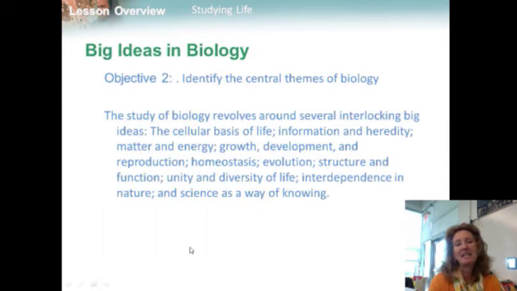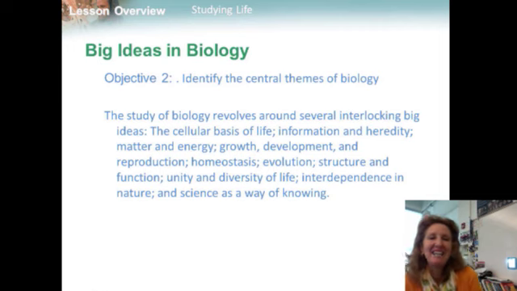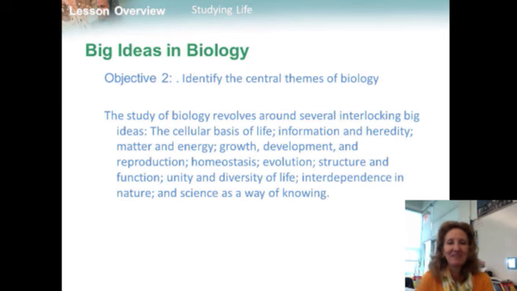Moving on to our next objective. Identify the central themes of biology. The study of biology revolves around several interlocking big ideas: the cellular basis of life, information and heredity, matter and energy, growth, development and reproduction, homeostasis, evolution, structure and function, unity and diversity of life, interdependence of nature, and science as a way of knowing. Some of these things we touched on with the characteristics of living things, so we're just going to go through these pretty briefly.